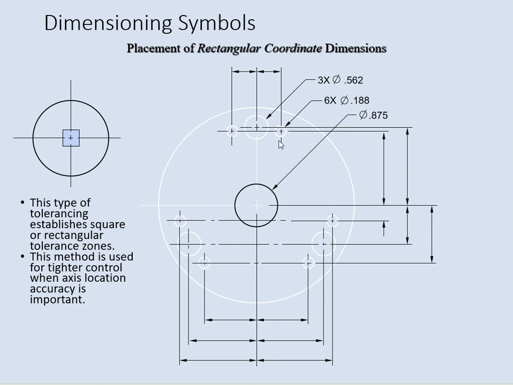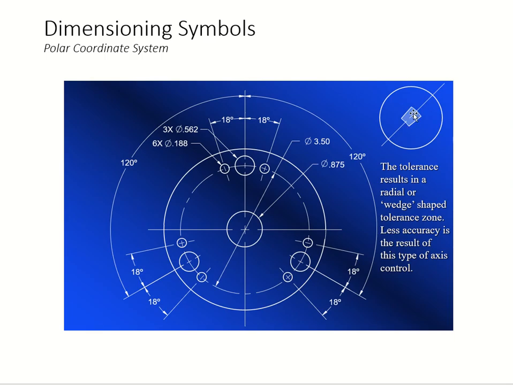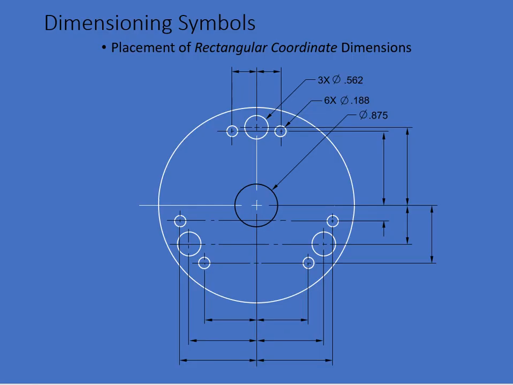Anyways, here you can see this rectangular coordinate dimensions, and here that's your tolerancing established. Just by looking at this, you know that you're using the rectangular coordinate dimensioning method. Here we go back to the less accuracy. So wedge, little shape right there. We're just telling, hey, we're using the polar coordinate wedge tolerancing method.